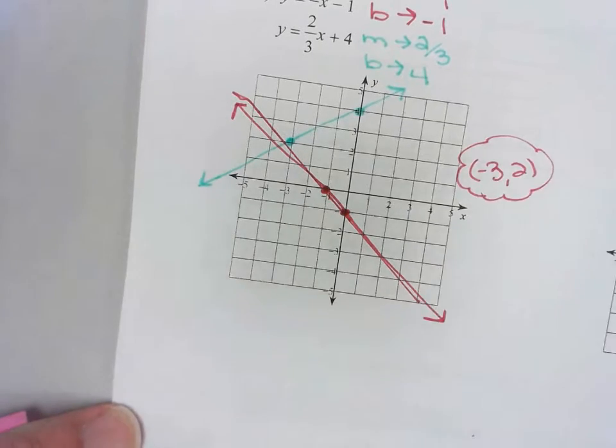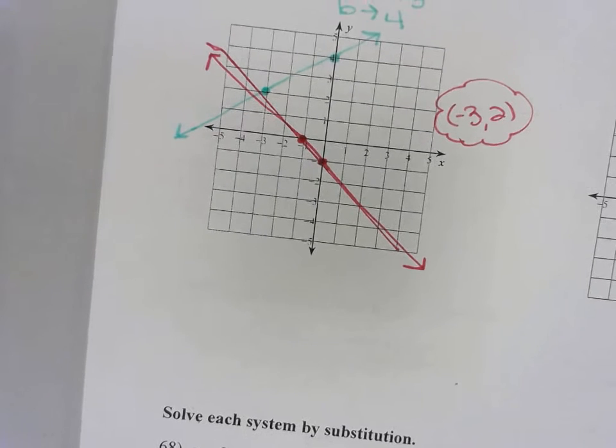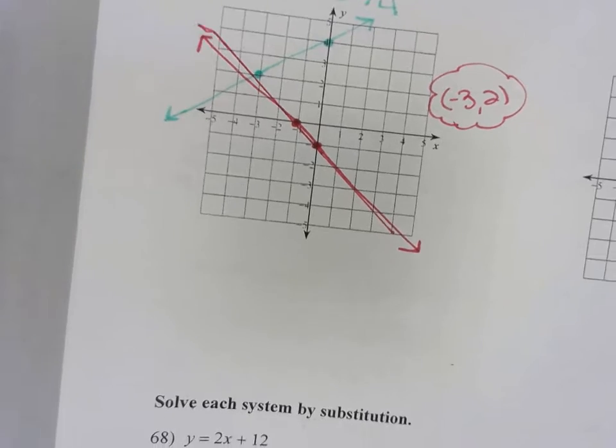So when I'm solving a system, you always need an x and a y value, the ordered pair where they cross. This is why we don't use graphing very often, because sometimes your lines aren't straight and it's hard to see exactly what points they're going to be. Which is why we use substitution and elimination.